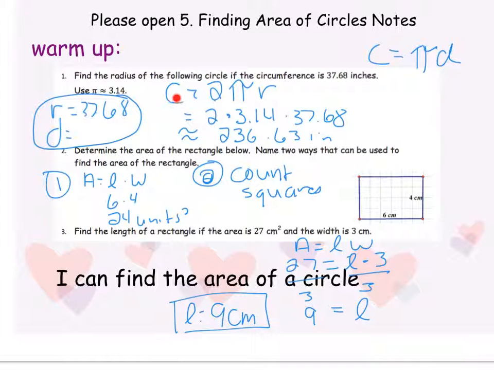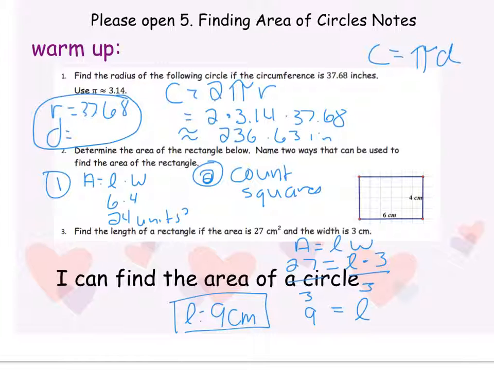I wrote my formula so you knew what I was using. I filled in what I knew, and since the pi was indicated I should use 3.14, I did so. I did the multiplication using a calculator, and here's my answer.